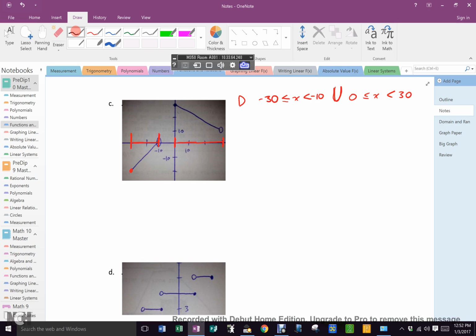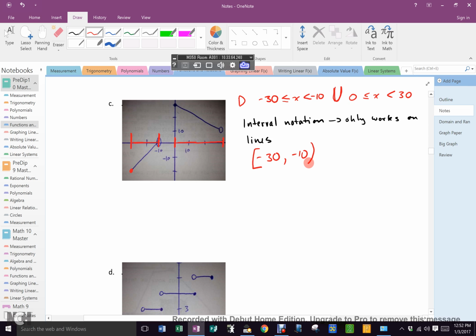Now, here's what you're actually going to write. The other way to write these is what we call interval notation. And it only works on lines. You can't use this if you only have dots. Everybody with me? And this is how you do it. Negative 30 is the lowest. And it is included, so we put a square bracket by it. It goes up to negative 10. Negative 10 wasn't included, so we put a round bracket.